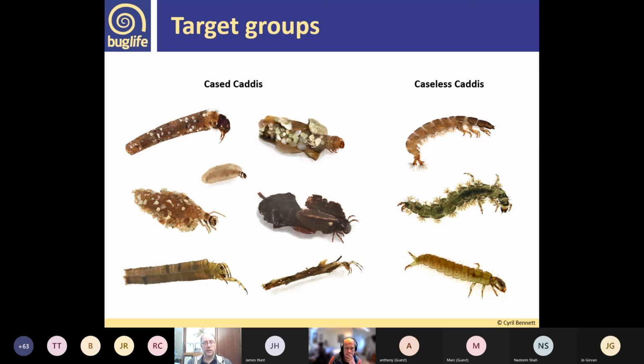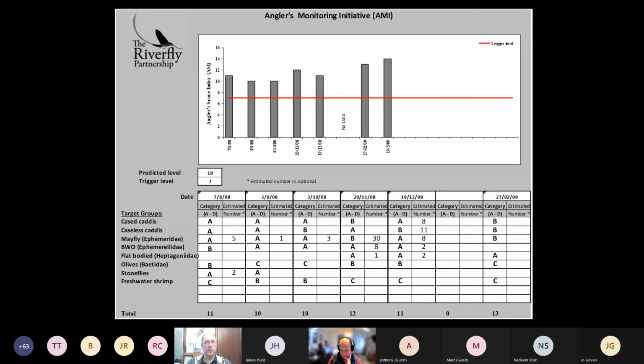Each of these, the idea is that you do the same type of sample you would do for a normal sort of invertebrate sample. You take a 3-minute kick sample and then turn stones for a minute, and then you look at the abundance of the different groups. And the Riverfly Partnership have a calculator that then calculates the score based on that.